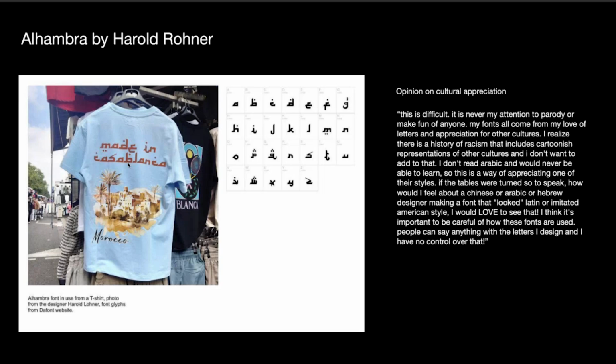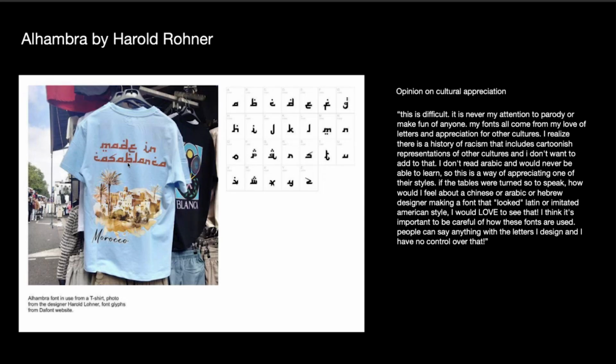So I also interviewed and talked with several font designers of foreign looking fonts, and one of them is Harold. Harold said to me that he found his font, which is an Arabic looking font called Alhambra, when he was traveling in Morocco. It was printed on a shirt that the locals were selling. He was telling me he was really happy to see it was in use.